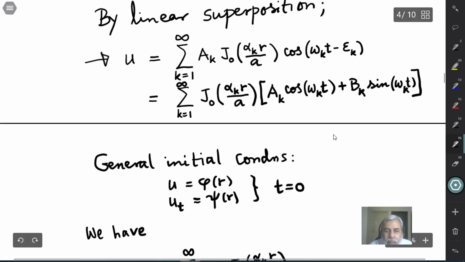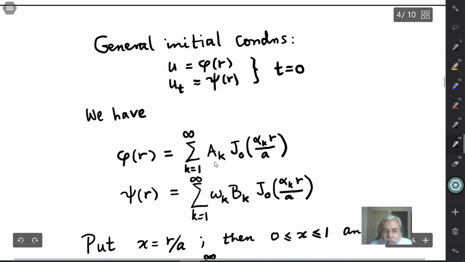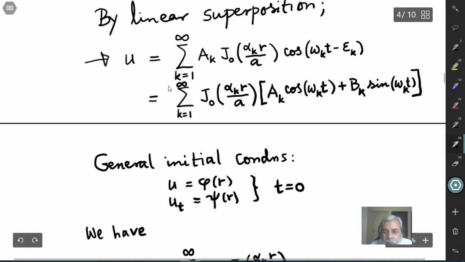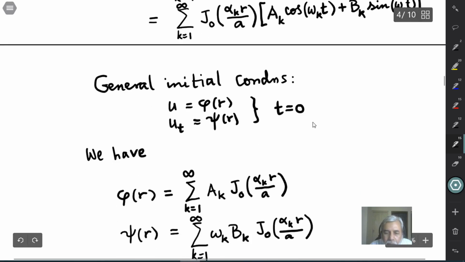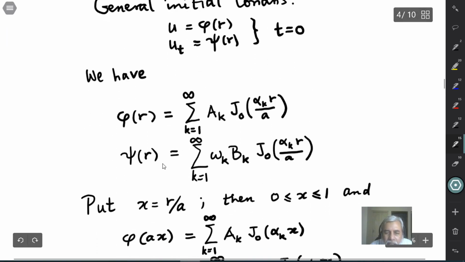Now you simply substitute t equal to 0 there, so this will produce only ak, since the sine term is 0, and the left hand side is phi of r. So we get phi of r is equal to the sum of ak J0 alpha k r by a. Similarly, if you differentiate with respect to t, this will be a sine function, and when I put t equal to 0, that vanishes. So only this bk term comes, but now when I differentiate, there will be an omega k. So psi of r is equal to the sum of omega k bk J0 alpha k r by a.